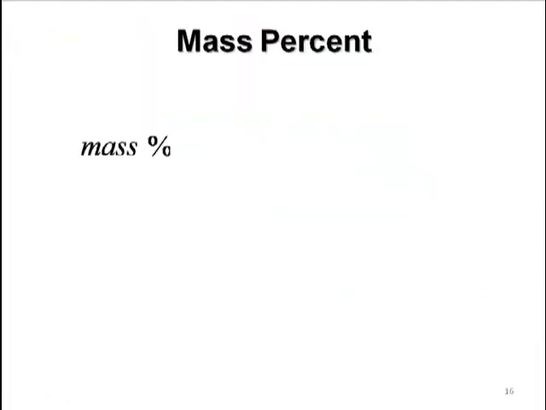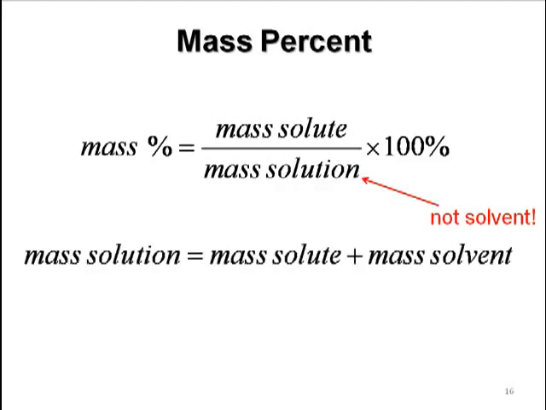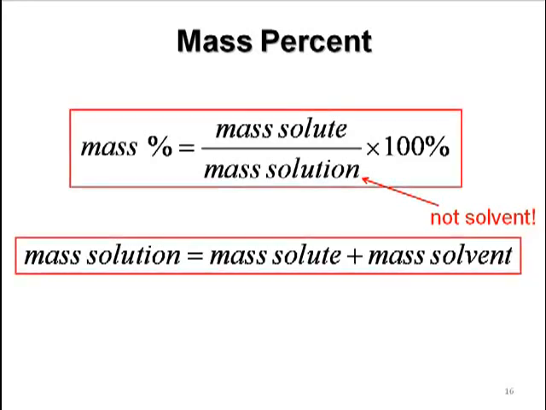Second way, mass percent. Mass percent is the mass of the solute divided by the mass of the solution. Once again, not the solvent, times 100%. To get the mass of the solution, you just take the mass of the solute plus the mass of the solvent. And these here are some important equations that can be used as well. Molarity is definitely used on the AP exam. Mass percent can be used and is commonly used in America.